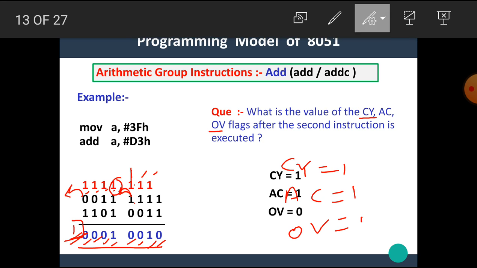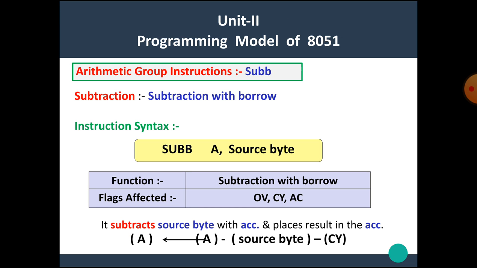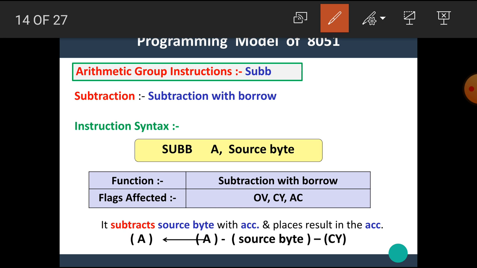I hope you all understand the addition process. Now let's see the subtraction. The next arithmetic group instruction is subtraction, and we have only one type in it, subtraction with borrow. The instruction syntax is SUBB A, source byte. The function is subtraction with borrow.